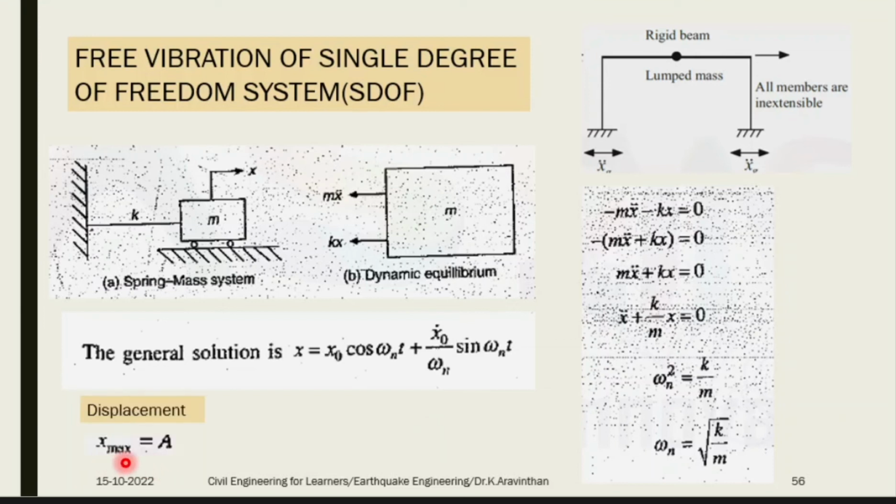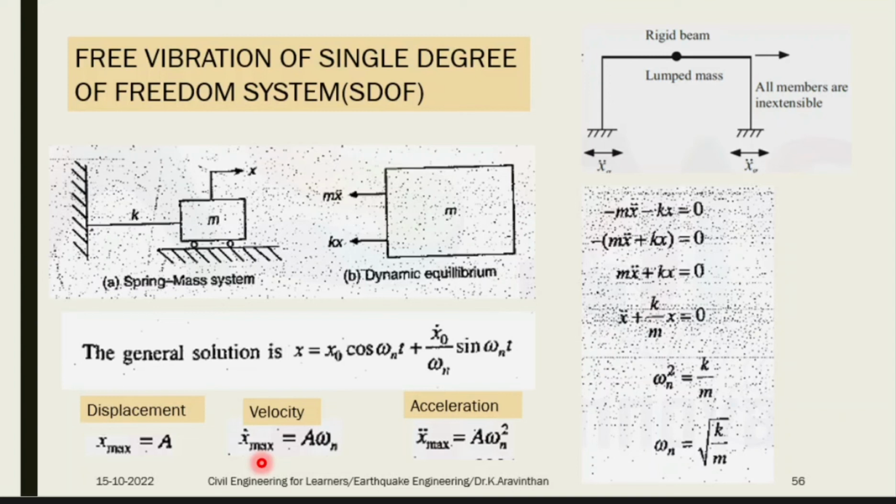The parameter here is x max. What do you mean by x max? Maximum displacement. x naught is called initial displacement, x max is called maximum displacement. This is called amplitude. For velocity, x dot max is amplitude into omega n. And if you need to find acceleration, x double dot is called acceleration. x double dot max is the maximum acceleration, equal to amplitude into omega square.